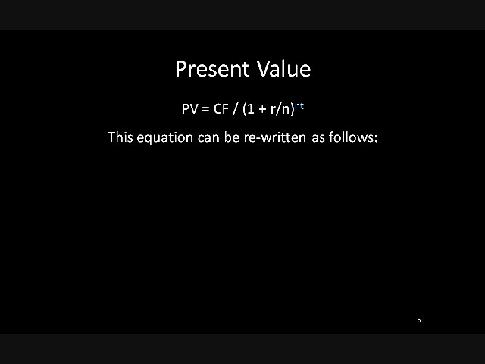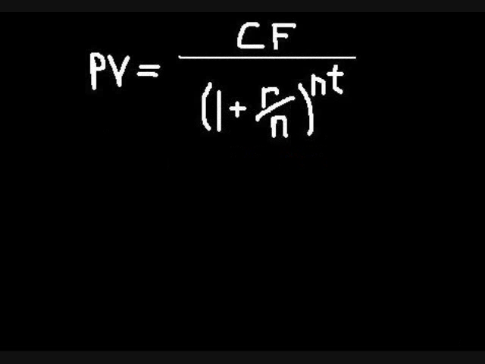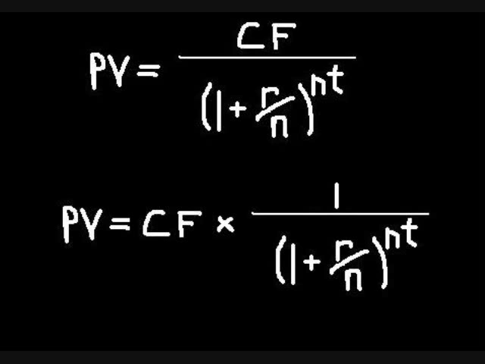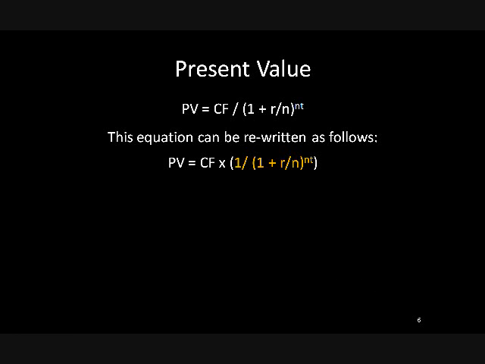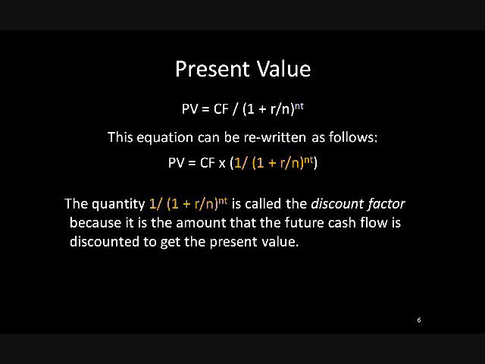We can also take this present value equation and rewrite it this way, where all we've done is factor out the CF. So I'll write it on the board as well, so it's a little easier to look at. The only reason to rewrite it that way is because that part in yellow is going to give us what we call the discount factor. And the way it works is whenever we have a future cash flow, we multiply it by the discount factor to get the present value of that cash flow.